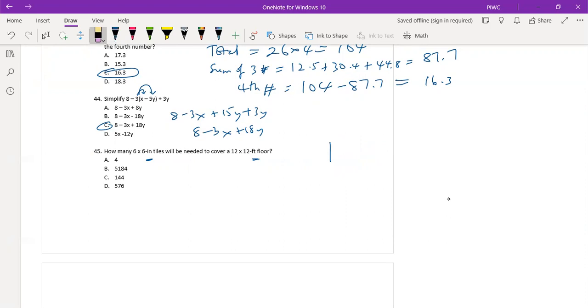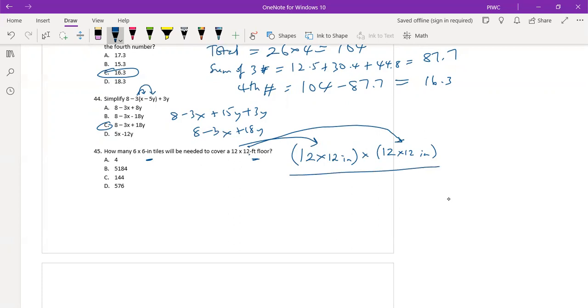Okay, so what is the area? The area is going to be 12 by 12, well, change to feet. So we have 12 times 12. So the answer is in inches, right? That's that one, times the other, changing this also to inches, 12 by 12 inches. Okay, so this is that, and this is this, if you convert to inches. And you have to divide this by the smaller area, which is 6 by 6 inches. Okay.